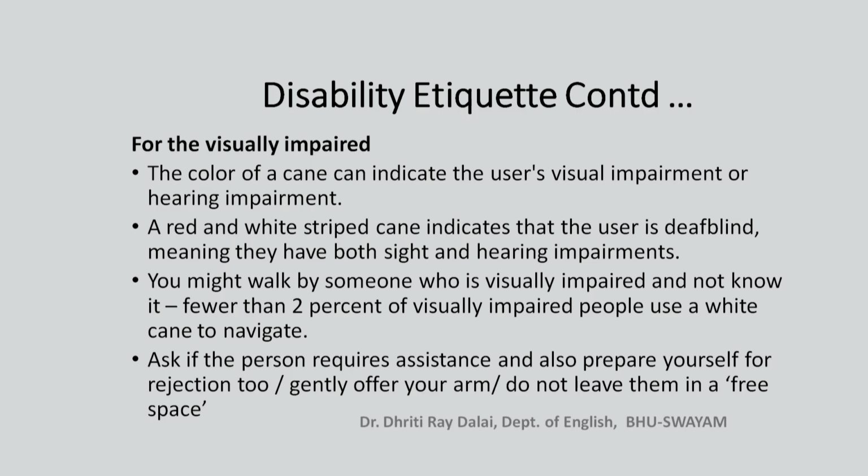Before we move on to the next slide, I would try to draw your attention that you cannot offer your assistance if it has not been solicited. It means that if a visually impaired person requires assistance, then you have to offer your arm gently, and you have to also prepare yourself for a rejection, because after all you have to understand how the people with disabilities are wanting to live with dignity. But very, very importantly, we cannot leave them in a free space where the person has absolutely no clue as to his whereabouts. So, we cannot leave them in a free space.